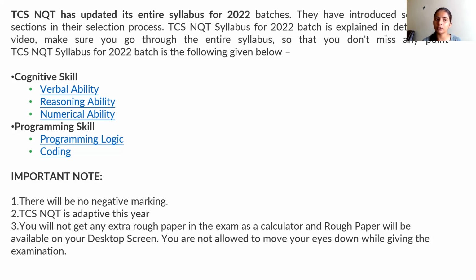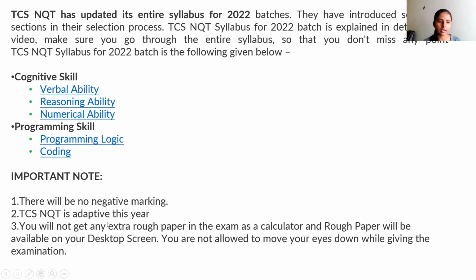So don't skip this video and make sure you go through the entire syllabus so that you don't miss any point of the TCS NQT syllabus for the 2022 batch. There will be a verbal ability section, a reasoning ability section, and a numerical ability section. The next one is programming skill, and there will be two sections: programming logic, and the next one is coding.